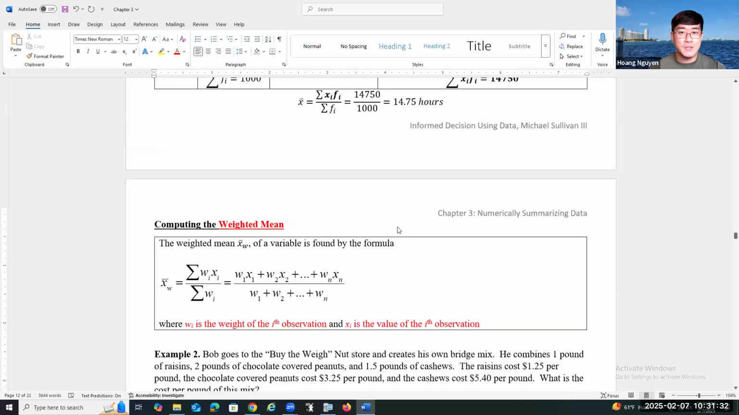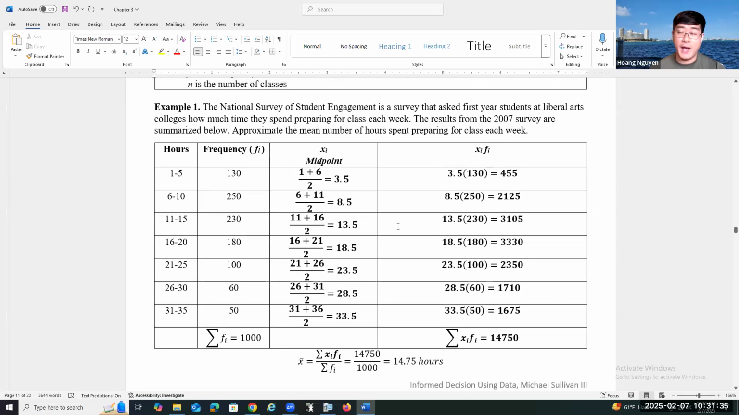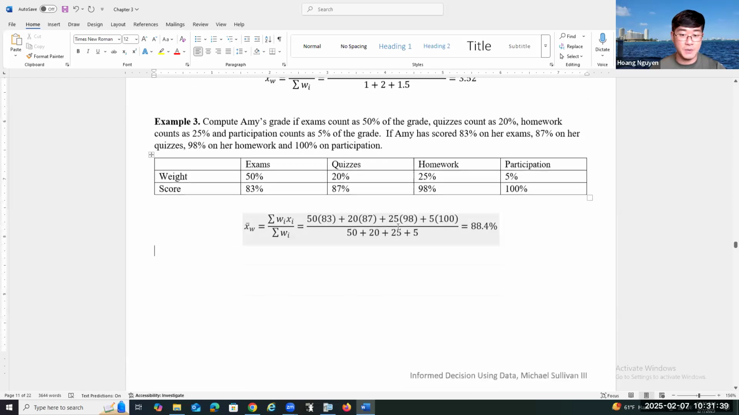Once again, in this recording, we talked about how we approximate the mean from grouped data, and we completed the 2 practice questions.